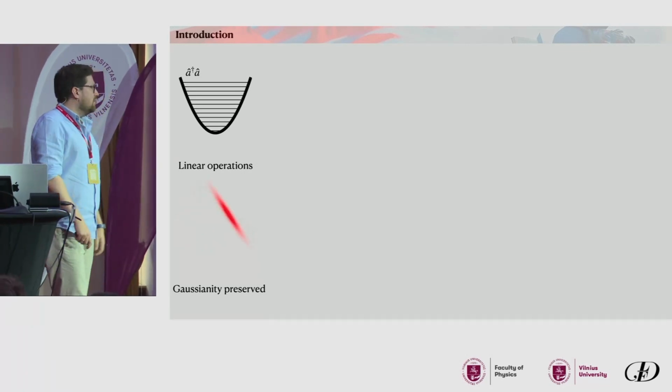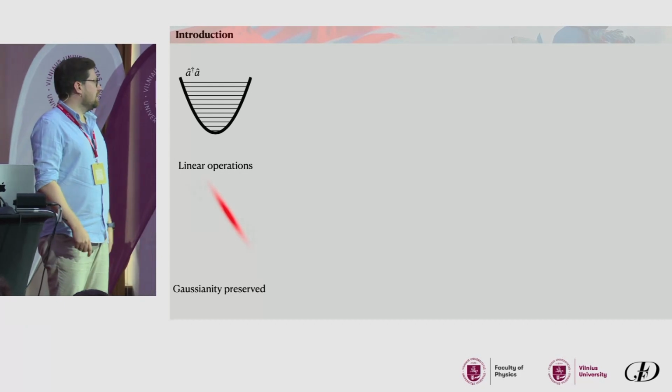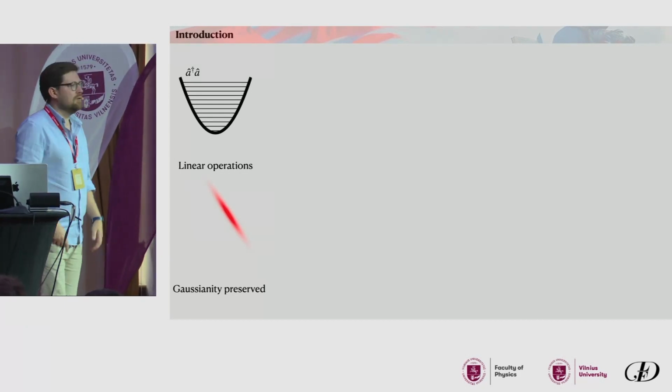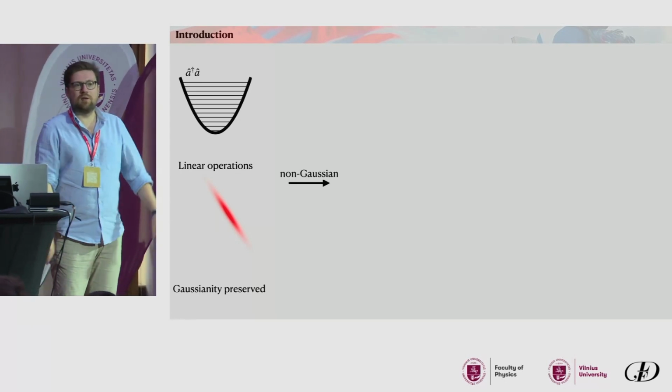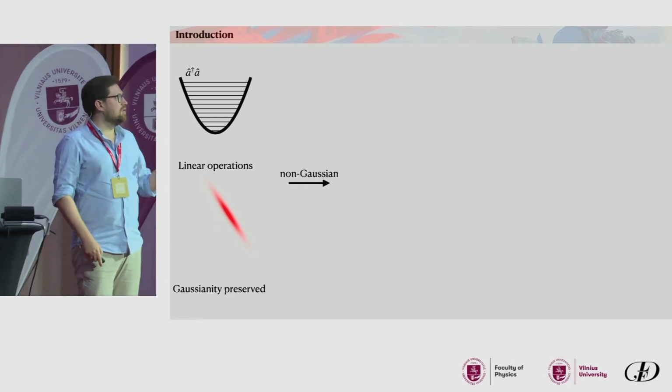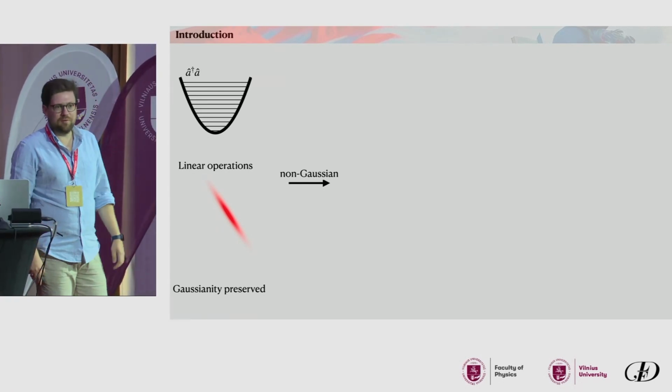And these operations preserve Gaussianity of the states. So with this we are not able to unlock the full potential that comes with the non-Gaussianity of the states. And there are two standard ways of how to escape from this Gaussian prison.